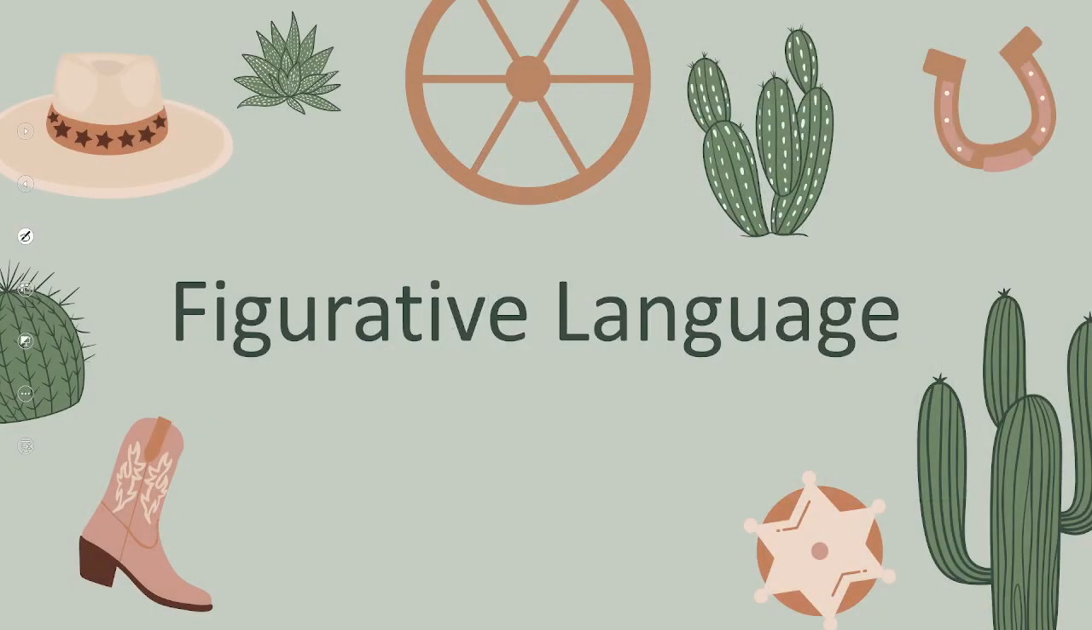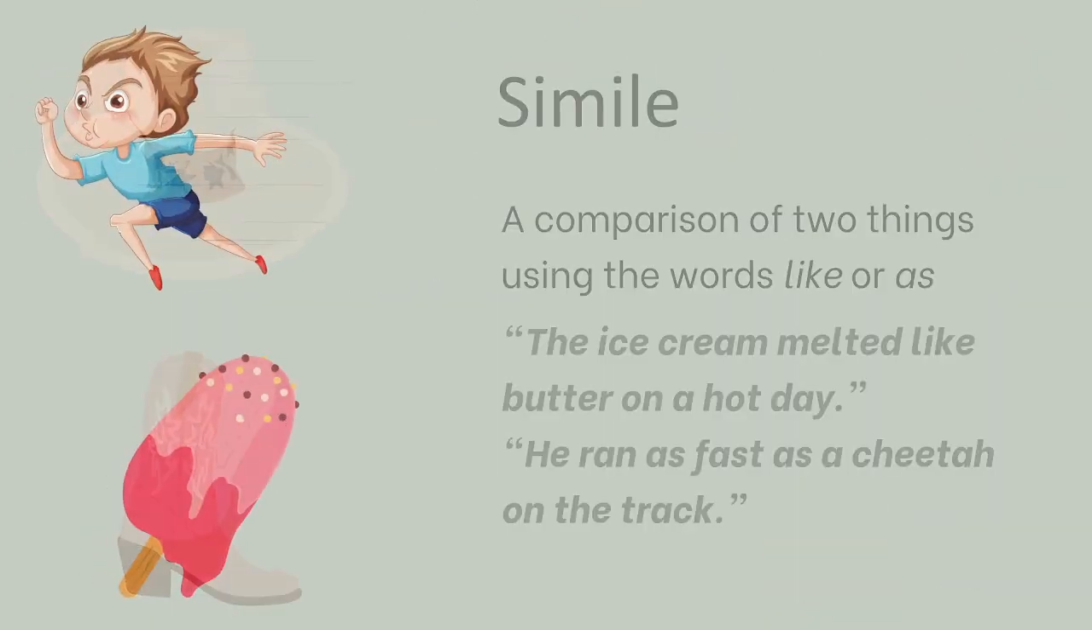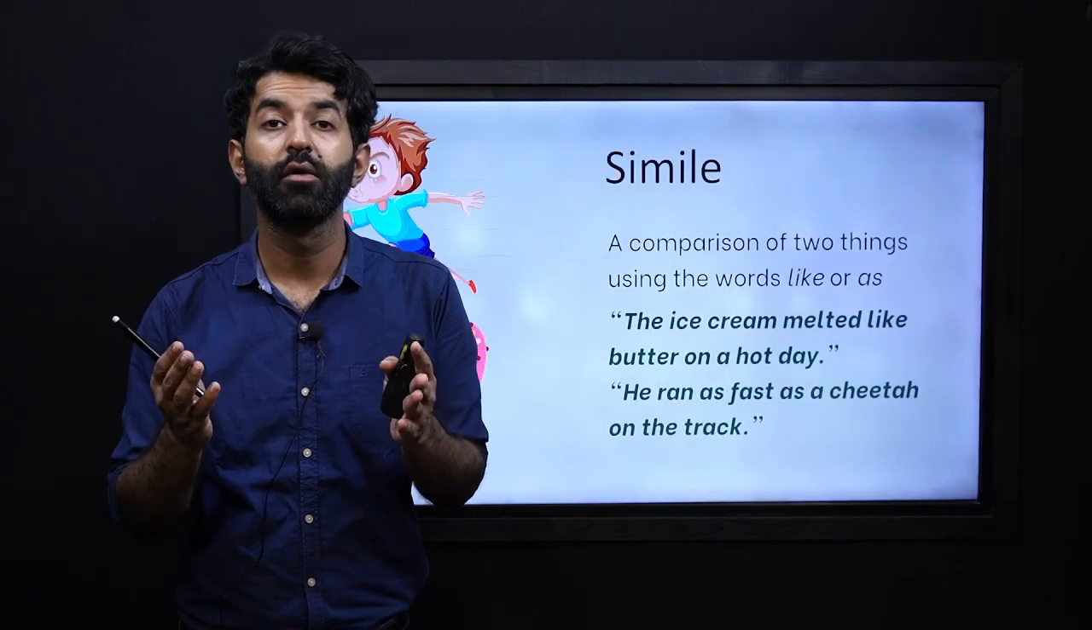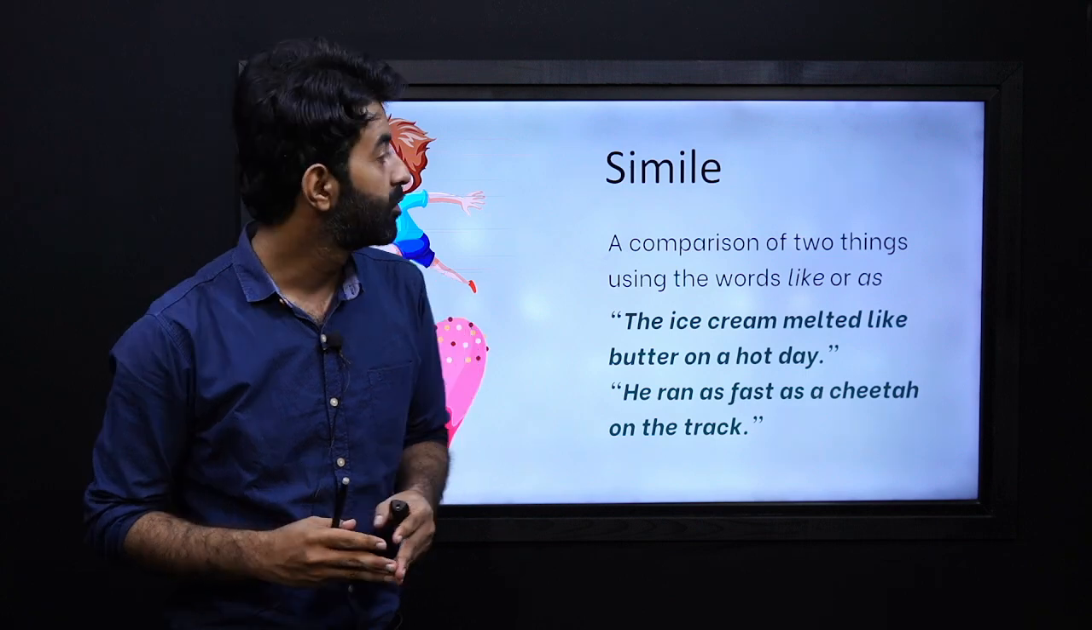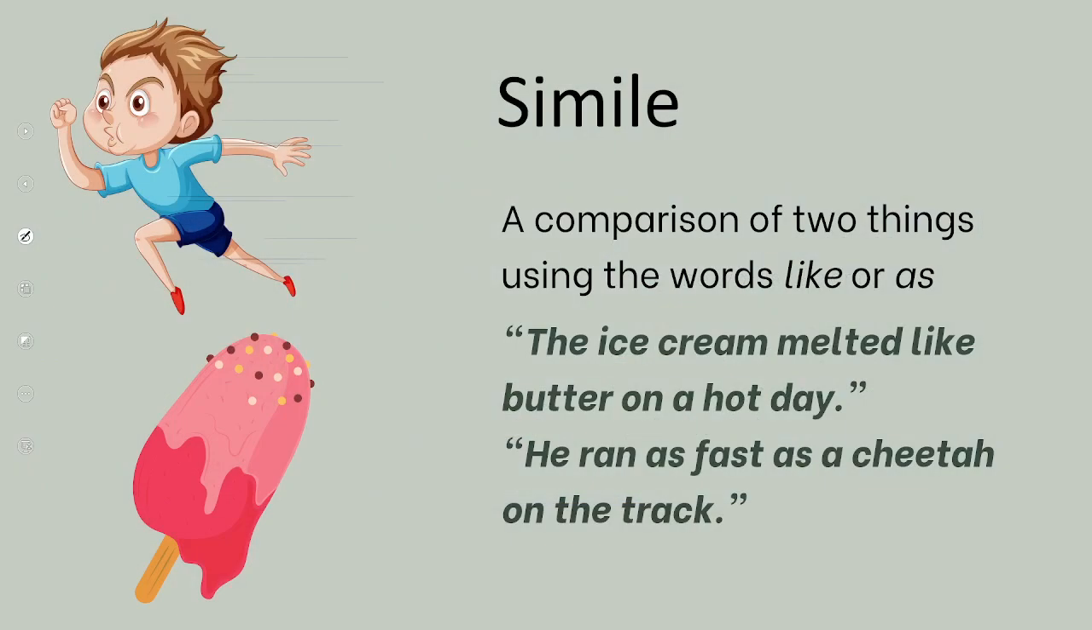Let's talk about figurative language, language that includes figures of speech. First, we have simile. What is a simile? It is a comparison of two things using the words like or as. So when we are comparing two things, we are using these words like or as. This way you can identify a simile.